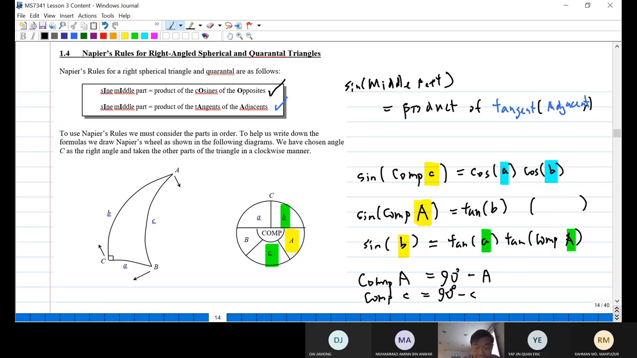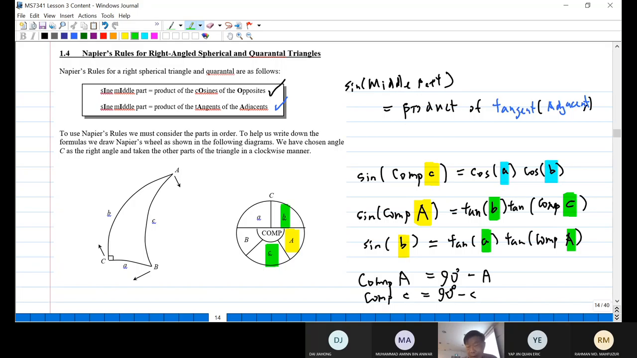Okay. Then tangent of side C. The side C is below the wheel, so it's a comp, small c. So this is how you, using the green color one, adjacent, right? Comp A is below the wheel, so you have comp A. And tangent B, you don't need to change, just tangent B only, but C, you have to put a comp C. Comp A is basically the same meaning, 90 degrees minus whatever you have.